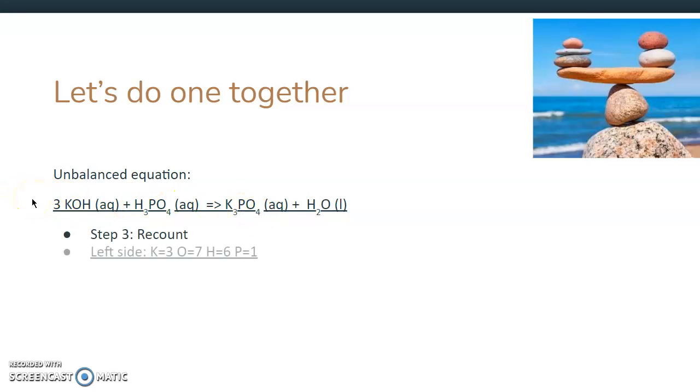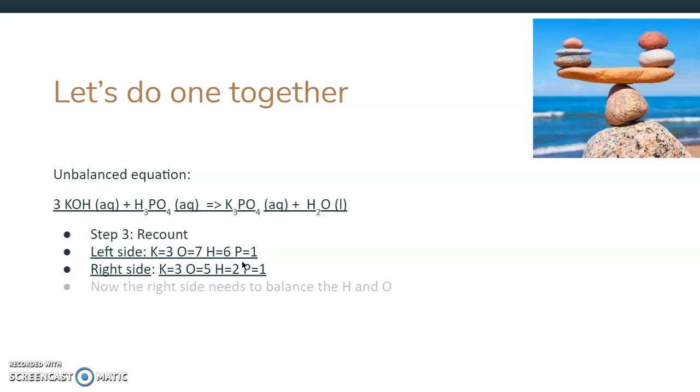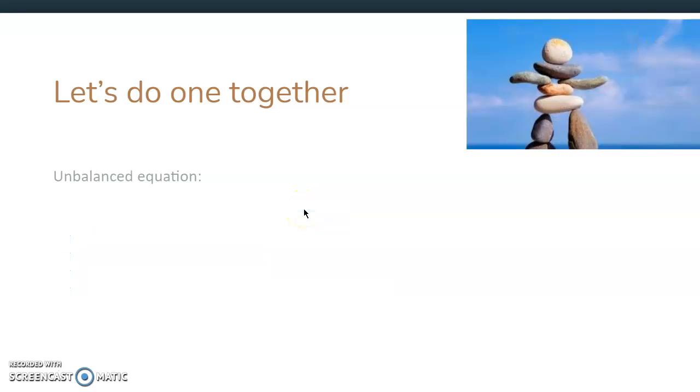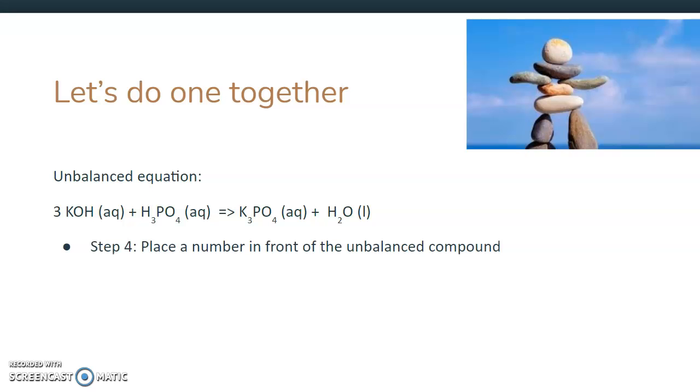So let's count. Our left side now has 3 K's, 3 plus 3 H's, 3 plus 4 O's, and 1 P. And our right side stayed exactly the same. So all these numbers I didn't change. And now we see that we have a hydrogen and an oxygen unbalanced. So it's like, oh boy, I feel like I almost went the wrong way. But on the bright side, I have a compound that has both hydrogen and oxygen on the right side.